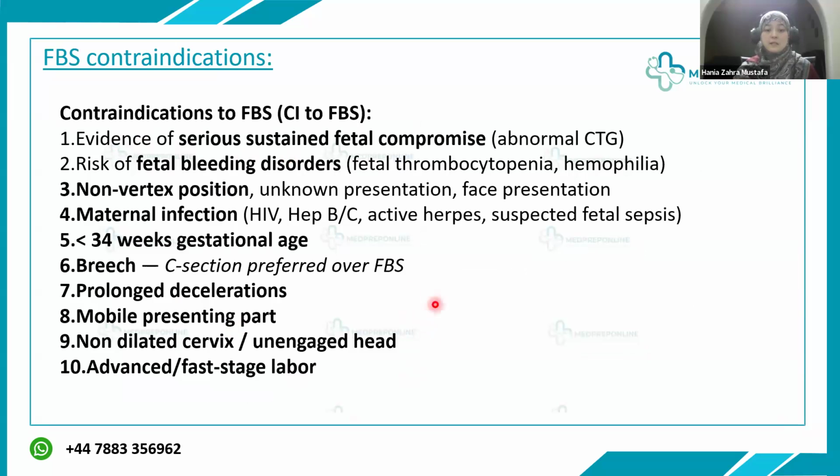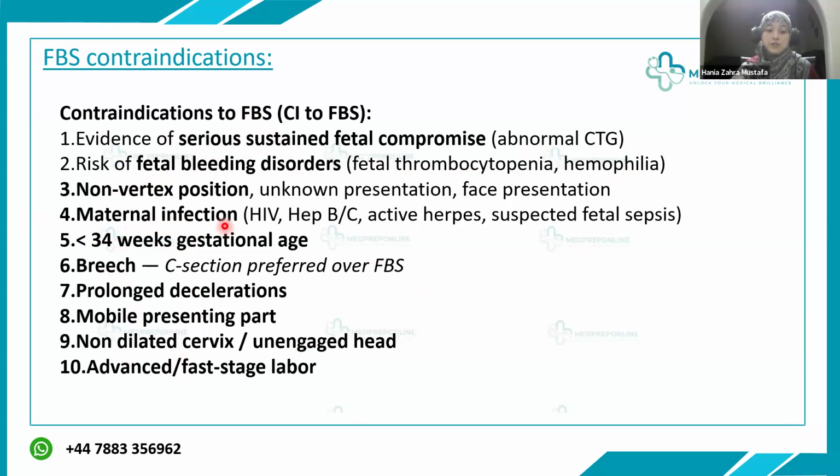Okay, what are the contraindications to fetal blood sampling? There is evidence of serious sustained fetal compromise. For example, any abnormality in the CTG, any sinusoidal pattern, any complicated variable decels, prolonged decels, then you will not go for fetal blood sampling. Instead, you will go for urgent delivery. There is risk of fetal bleeding disorders like fetal thrombocytopenia or hemophilia. There is non-vertex position, like breech positions. There is mobile presenting part, or unengaged head, or non-dilated cervix. Then you will definitely not do fetal blood sampling.